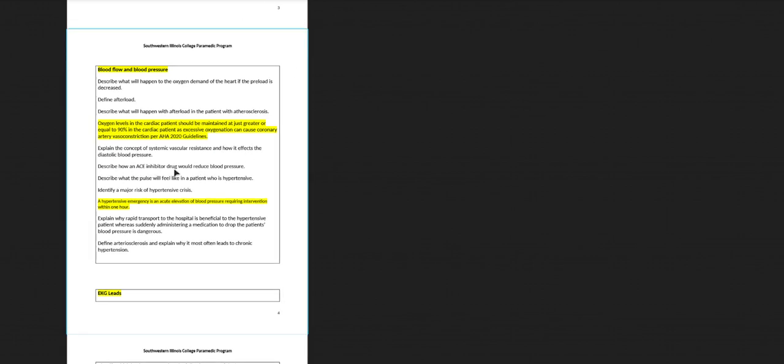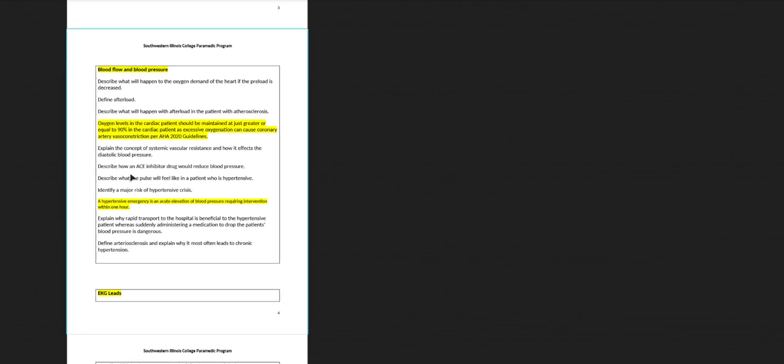Describe how an ACE inhibitor drug would reduce blood pressure. Okay, so an ACE inhibitor is an antihypertensive drug that people take to control their blood pressure. ACE stands for angiotensin converting enzyme. So we have this whole system, the renin-aldosterone system in our body, and it works something like this.